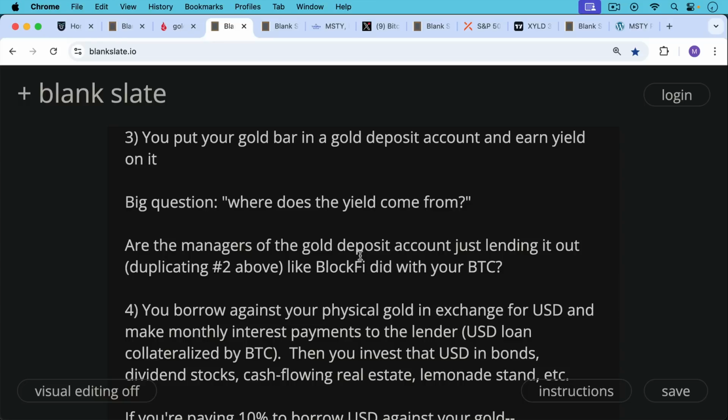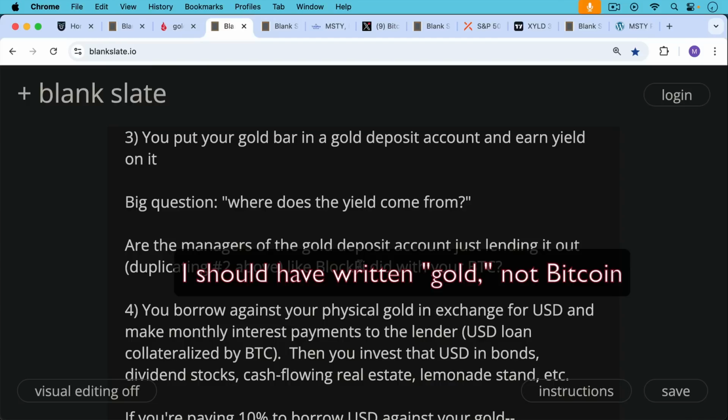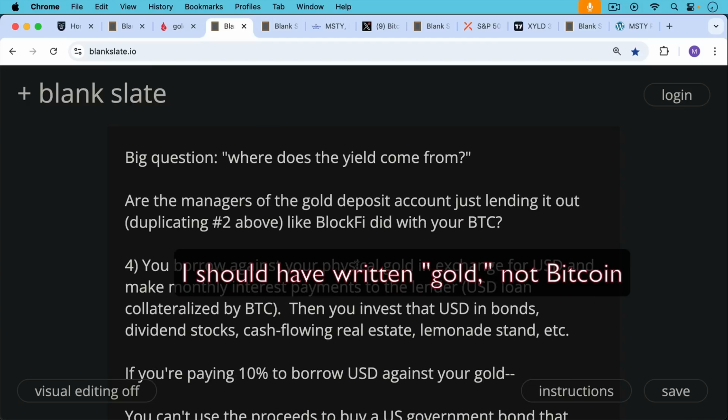Number four, here's another way to generate income or cash flows from physical gold. You borrow against your physical gold in exchange for US dollars, and then you make monthly interest payments to the lender. In other words, you have a US dollar loan that's been collateralized or backed by Bitcoin, and then you take those US dollars and you invest in bonds, dividend stocks, cash flowing real estate. You start a lemonade stand or whatever you want to do.